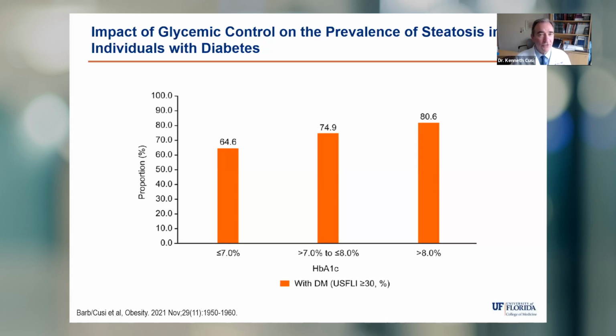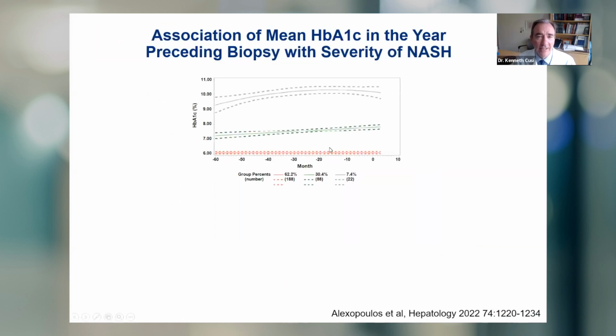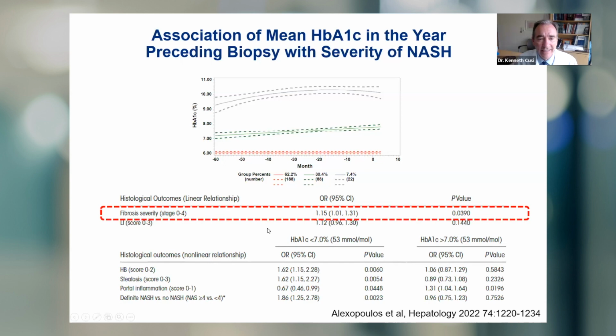But when we look at fibrosis, fibrosis was not higher. So although steatosis tends to be higher with higher A1Cs, fibrosis doesn't. Now, there was a paper that some of you may have seen in Hepatology from Alexopoulos and Dr. Manal Abdelmalek saying, oh yeah, A1C in the year preceding the biopsy does promote more NASH and more fibrosis. And they saw a small increase in the odds ratio with a modest p-value. And again, a little bit also for steatosis compared to higher A1Cs.